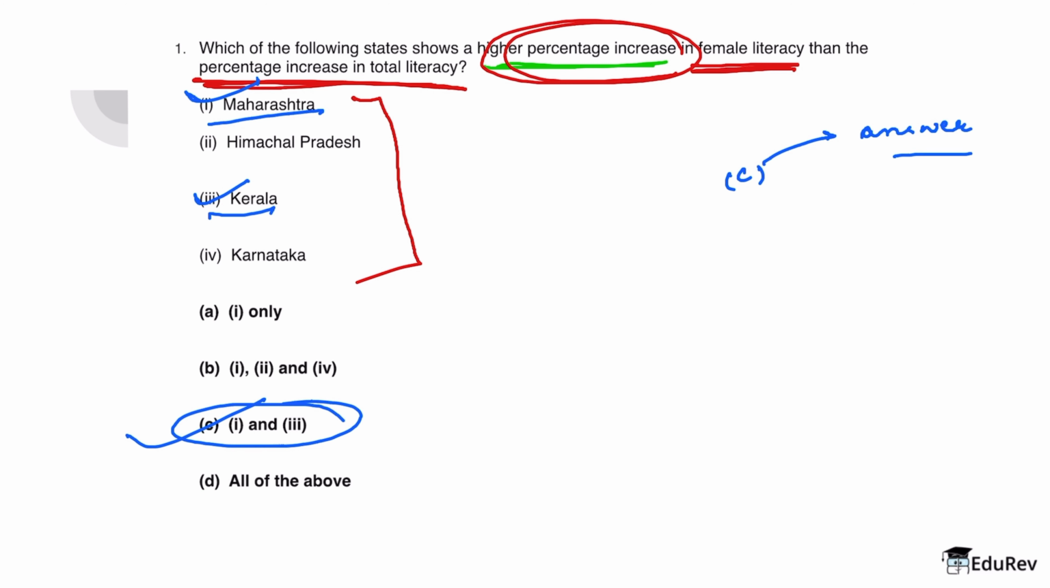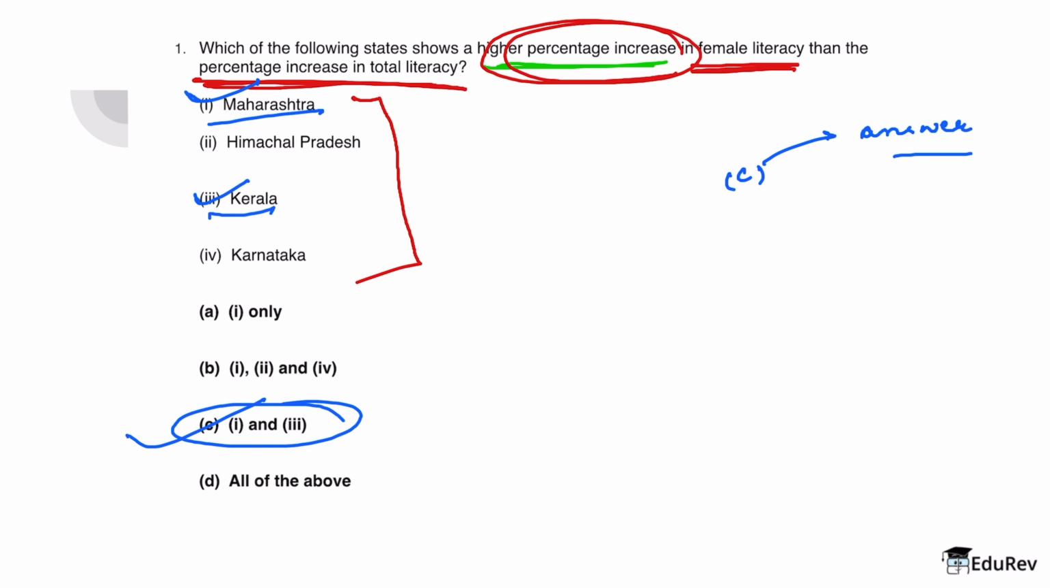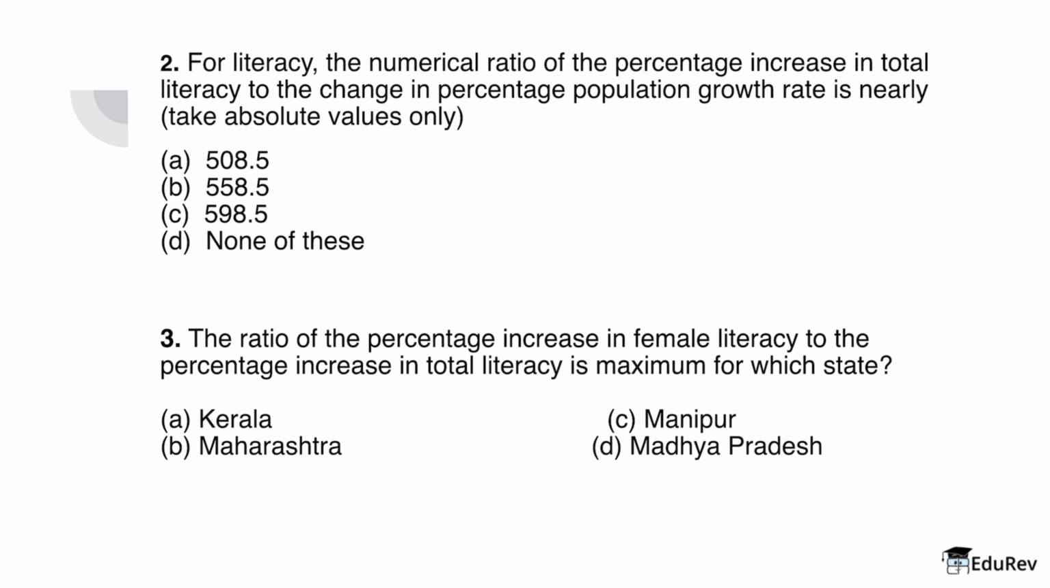So this is your answer. Now you can see that because we have interpreted the table very carefully, we were able to solve this very quickly. There are some mathematical questions which are going to come, like for example questions 2, 3, 4, 5. All these are very mathematical in their own sense. So we are going to solve this and understand that as well.